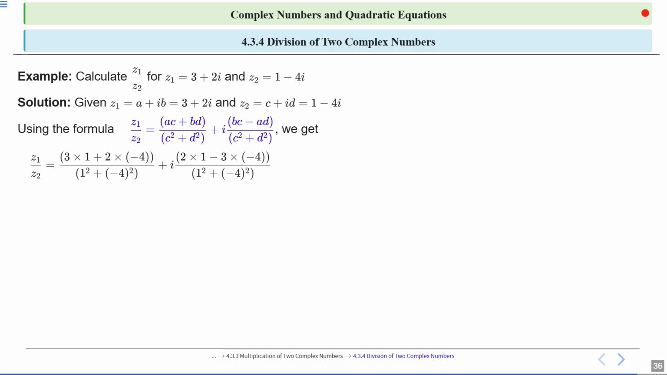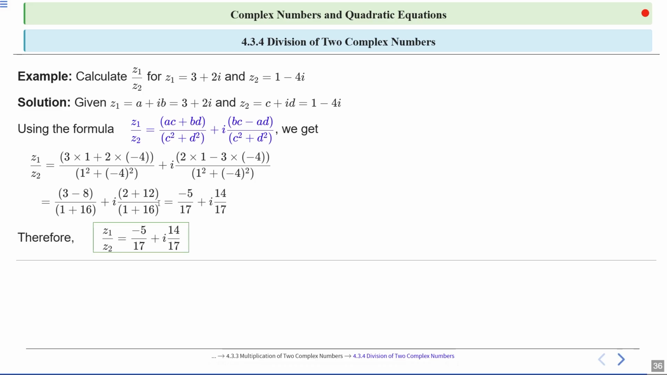Then we get z1 divided by z2 equals (3 times 1 plus 2 times minus 4) divided by (1 square plus (minus 4) whole square) plus iota times (2 times 1 minus 3 times minus 4) divided by (1 square plus (minus 4) whole square). This is equal to (3 minus 8) divided by (1 plus 16) plus iota times (2 plus 12) divided by (1 plus 16), equals minus 5 divided by 17 plus iota times 14 by 17. Therefore, z1 divided by z2 equals minus 5 by 17 plus iota times 14 by 17.